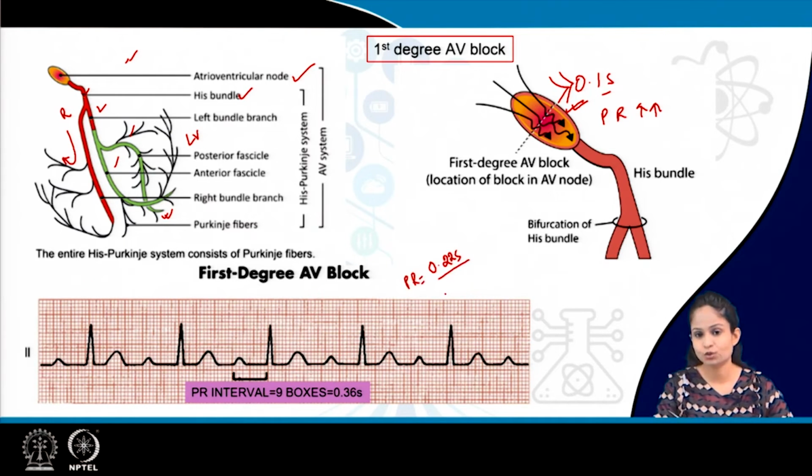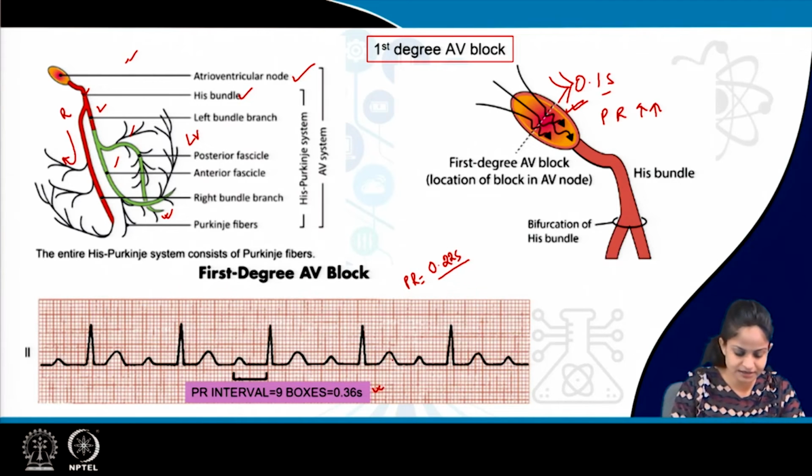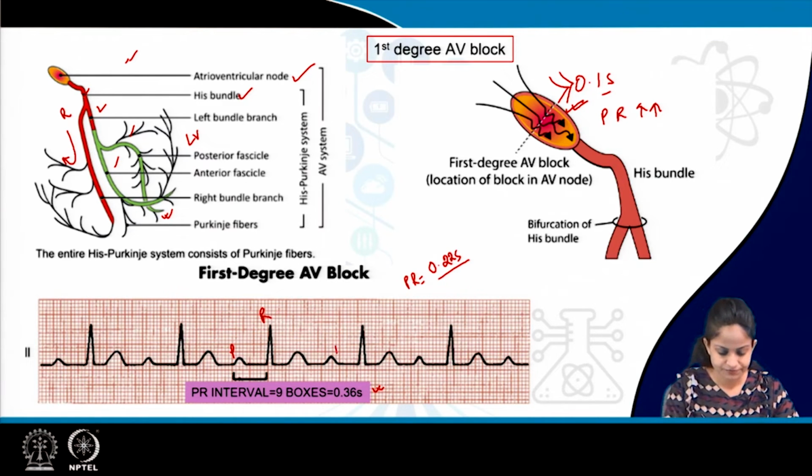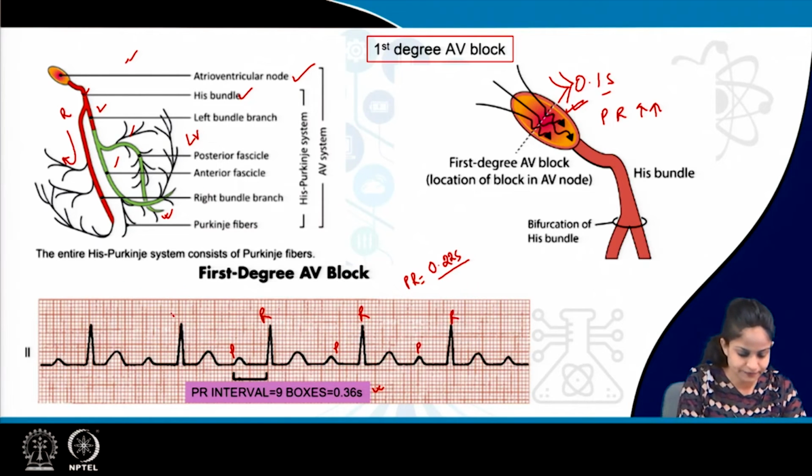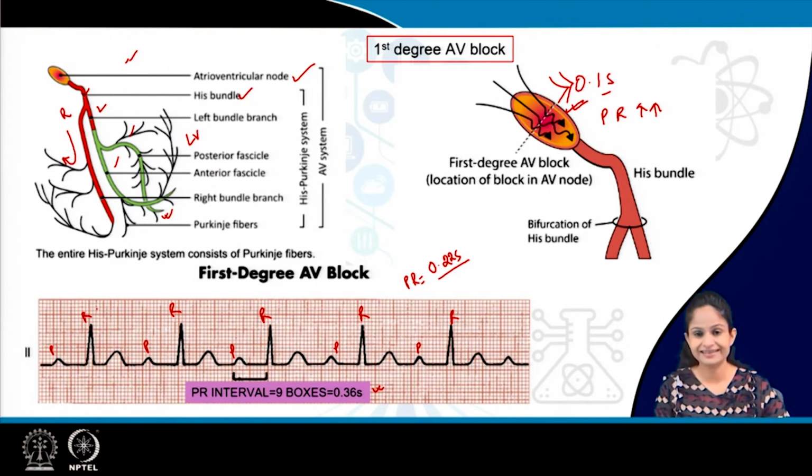But when it is more than that, that means the PR interval is prolonged, and that is what we are seeing. This is the P wave, this is the R wave, P wave, R wave. We can see in every case the P wave and R wave is present regularly, and the PR interval is prolonged also at regular intervals. So, this is the first degree AV block. It is quite easy to determine in the ECG.